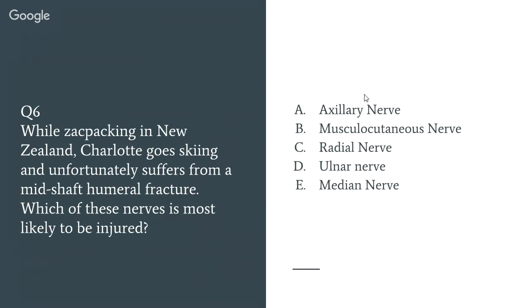So moving on, question number 6. While backpacking in New Zealand, Charlotte goes skiing and unfortunately suffers from a mid-shaft humeral fracture. Which of these nerves is most likely to be injured?